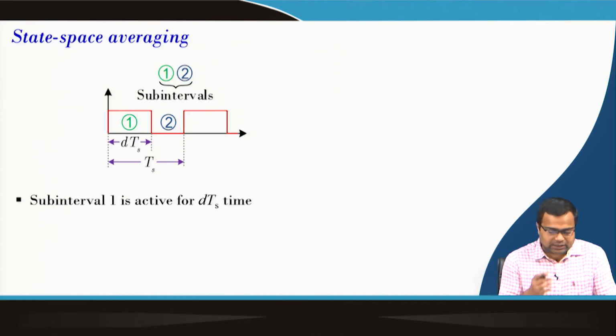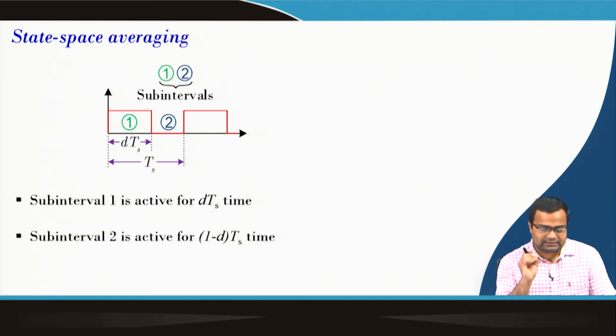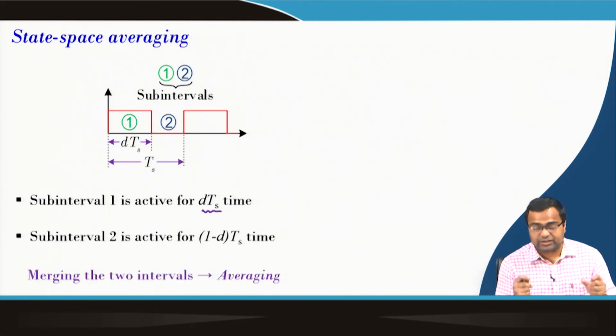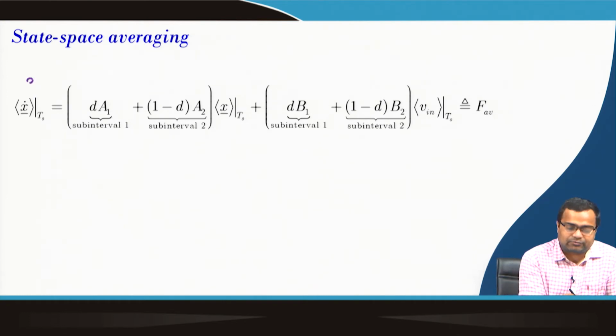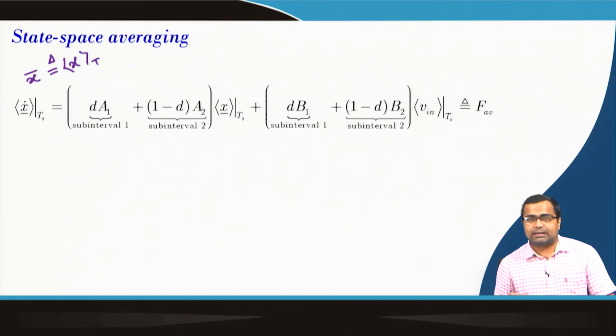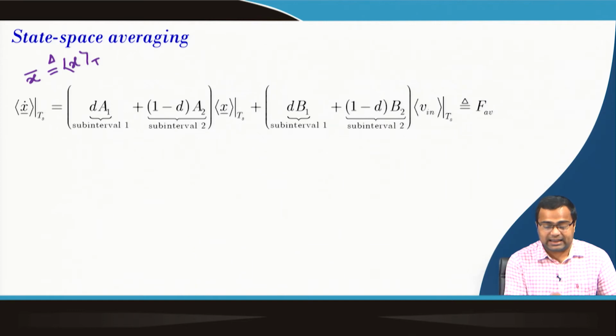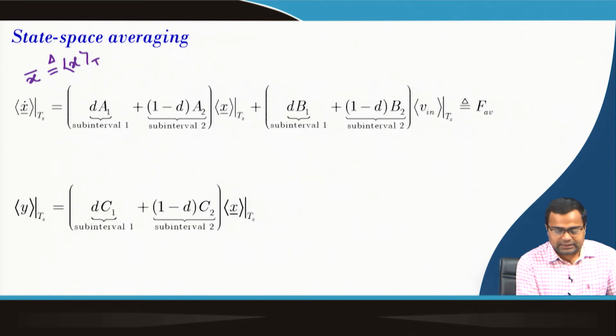Now, in state space averaging, we will write the equation of subinterval 1, which is valid for the time period of d into t, and subinterval 2, which is activated during 1 minus d into t, and then we can obtain the average quantity. In fact, we will use this x bar, which is represented in terms of x, averaged over a cycle time period t.